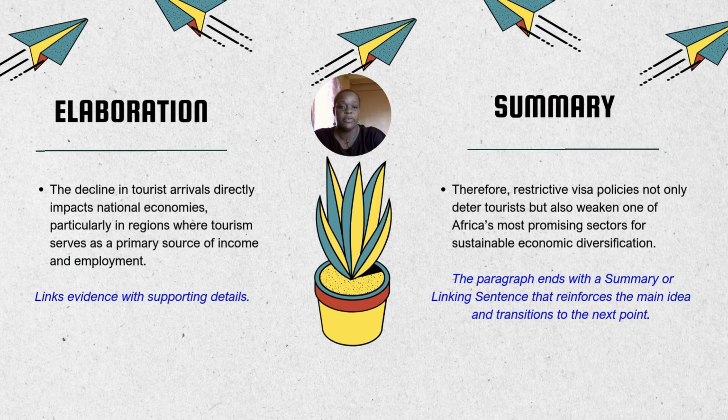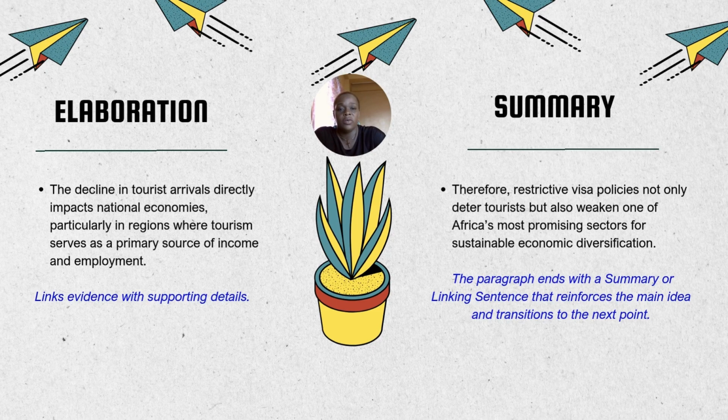Next, we come to elaboration. The decline in tourist arrivals directly impacts national economies, particularly in regions where tourism serves as a primary source of income and employment. Here, the evidence has been elaborated or expanded on by explaining the broader economic consequences, which are connecting reduced tourist numbers to real economic outcomes. Essentially, it links evidence with supporting details.